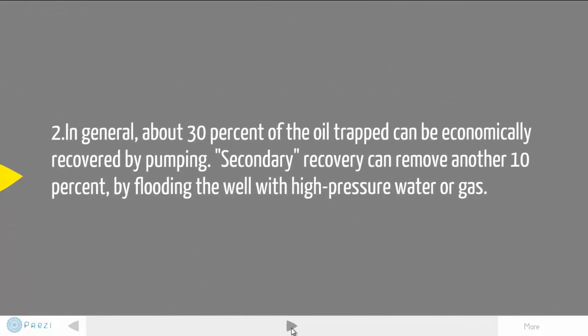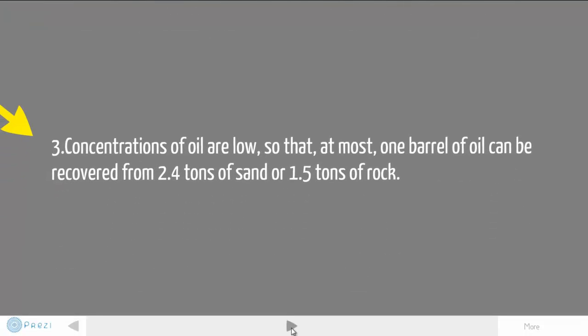In general, about 30% of the oil trapped can be economically recovered by pumping. Secondary recovery can remove another 10% by flooding the well with high-pressure water or gas. Concentrations of oil are low, so that, at most, 1 barrel of oil can be recovered from 2.4 tons of sand or 1.5 tons of rock.